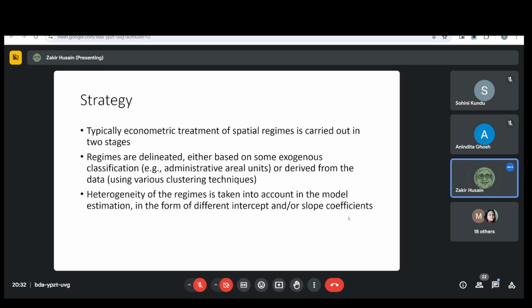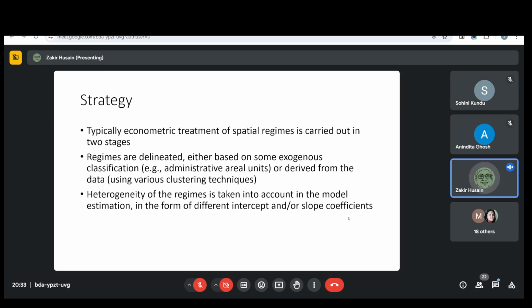So generally, what we do is we first identify the different regions. We can do it in two ways. One is we can use the district codes. In New York City, for instance, it will be the pin codes. In the child data, it will be the administrative areal units. The other method is we can use different types of clustering techniques.